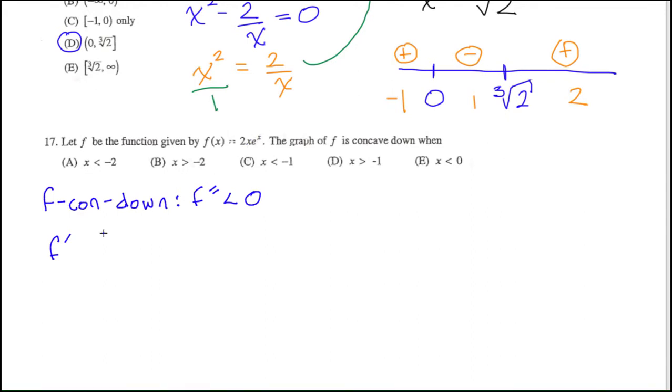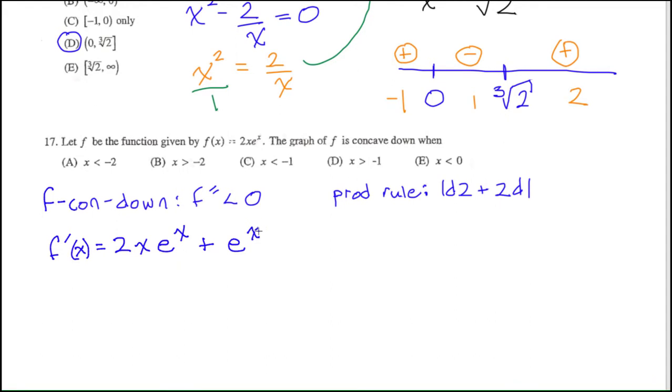Yep. All right, so product rule is 1d2 plus 2d1. That'll help us as we're moving through this problem. F prime of x is now equal to 1, which is 2x, d2 is e to the x. E to the x is really nice to take the derivative of. And then plus 2, which is e to the x, d1 is 2.